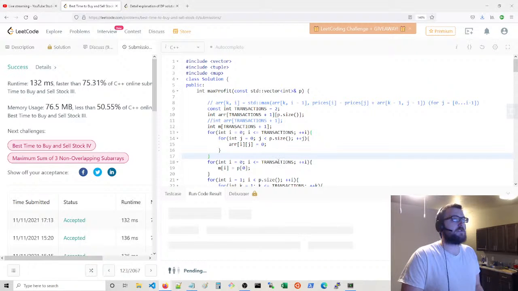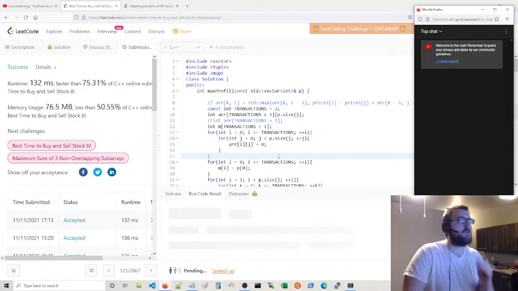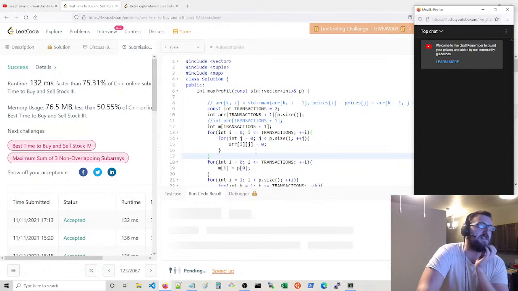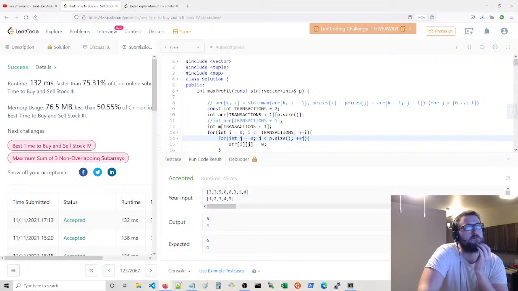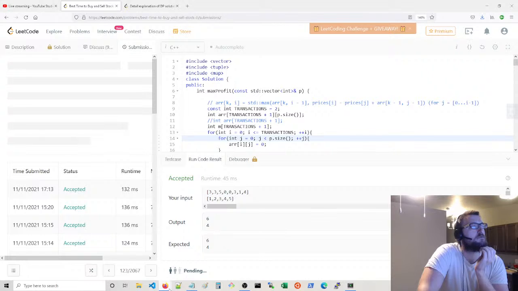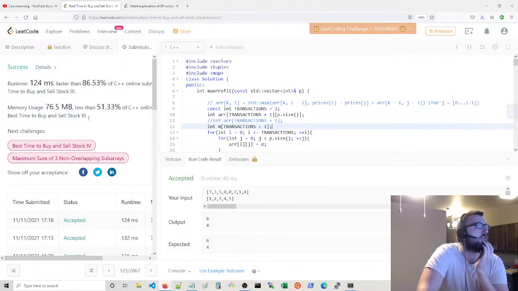Let's see what happens when we do this. This actually uses even more memory. Okay. This should be a little bit slower, though. Alright, no, not much slower. It's about the same. Okay.